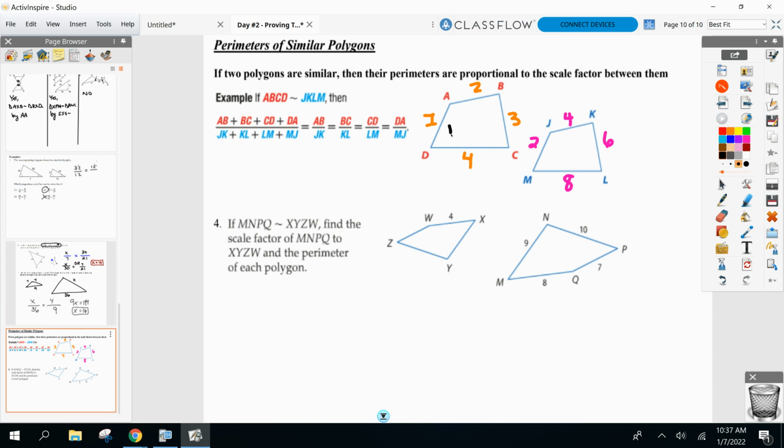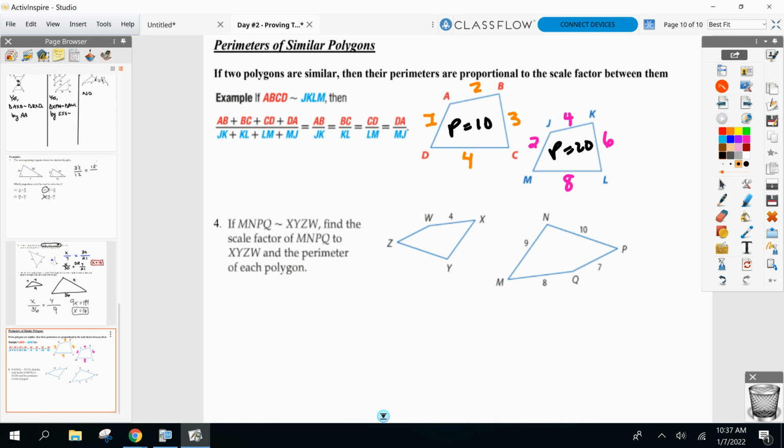Perimeter of ABCD? 10, right? And how about JKLM? 20. All right. So what am I trying to prove to you if two figures are similar? What's the ratio of the sides first? Look at all the side lengths and match one pair up. What's the ratio of the sides?